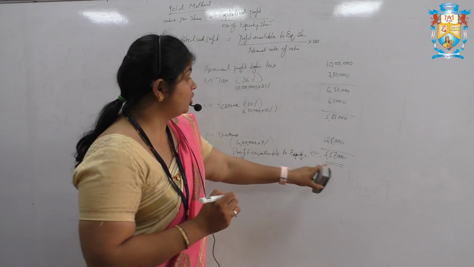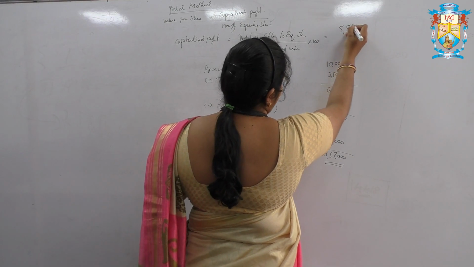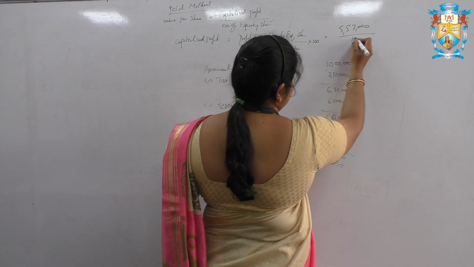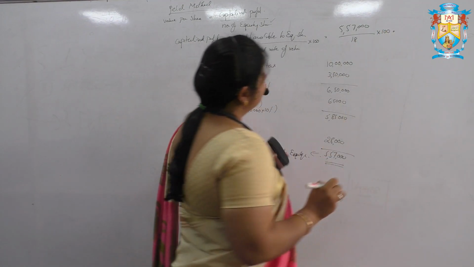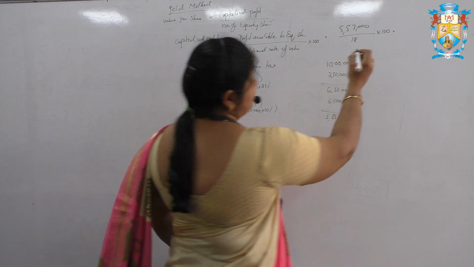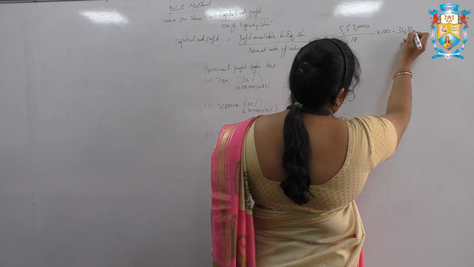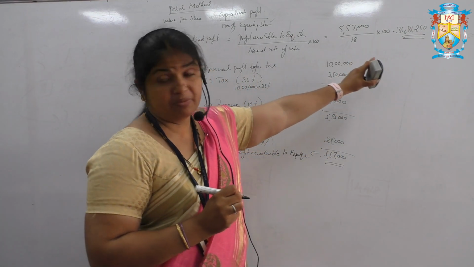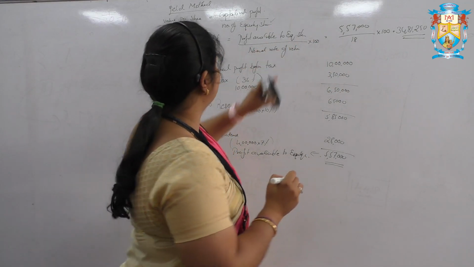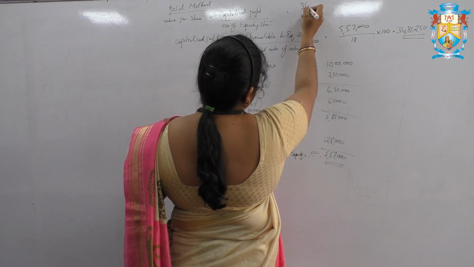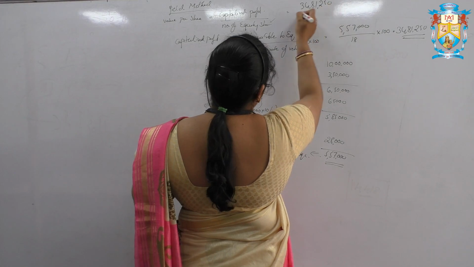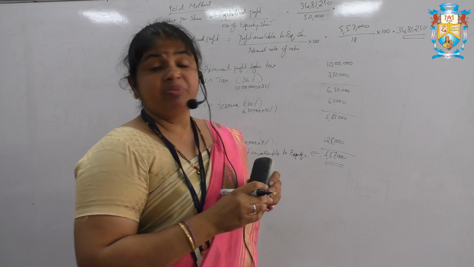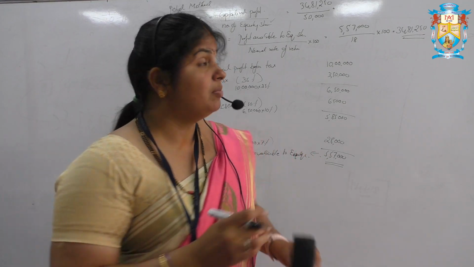Now you have the numerator of the formula which I have written. Profit available to equity shareholder is 5,57,000 into normal rate of return, that is 18%, into 100. Now do the calculation. Your answer is 34,81,250. This is the capitalized profit. Once you get the capitalized profit, apply that value to the main formula. Capitalized profit is 34,81,250. Number of equity shares is 50,000. So now you get the value per share. Value per share is 69.63.